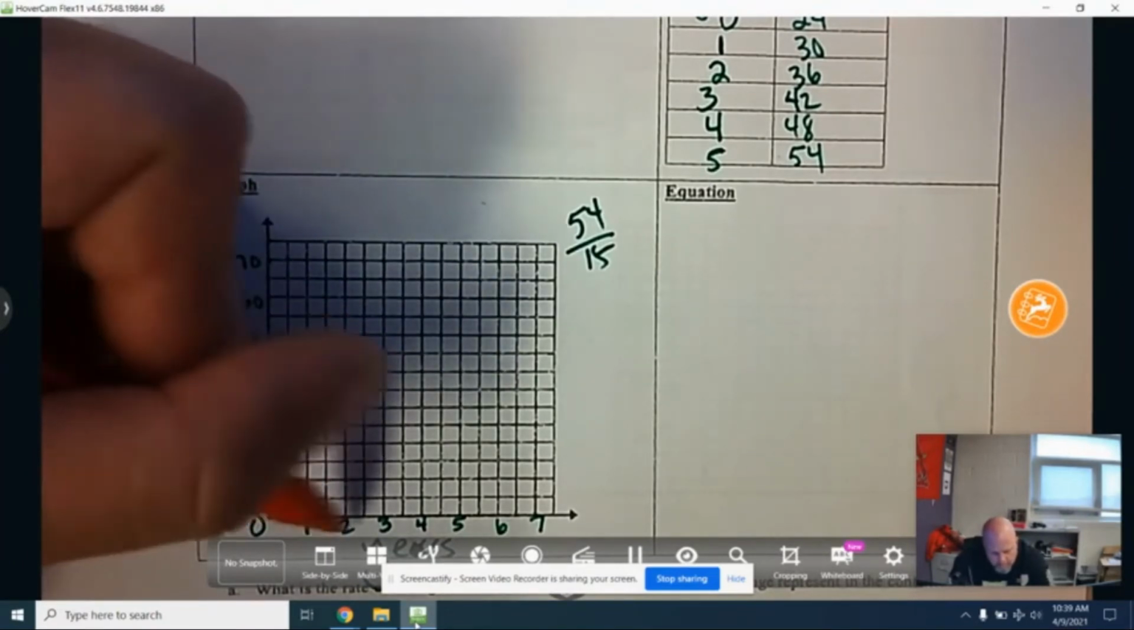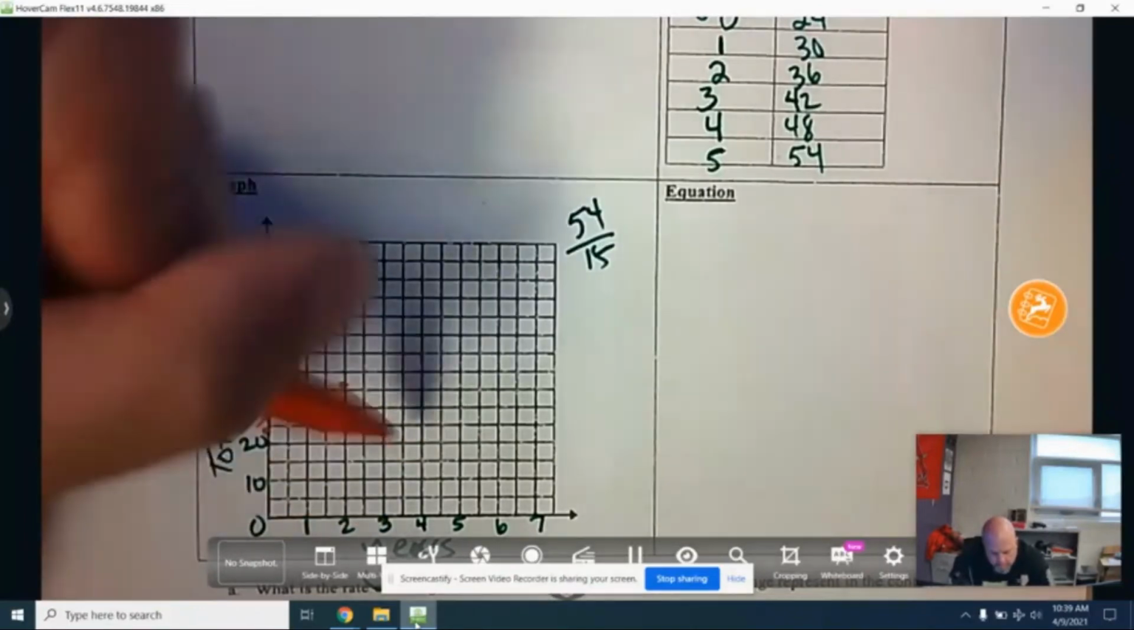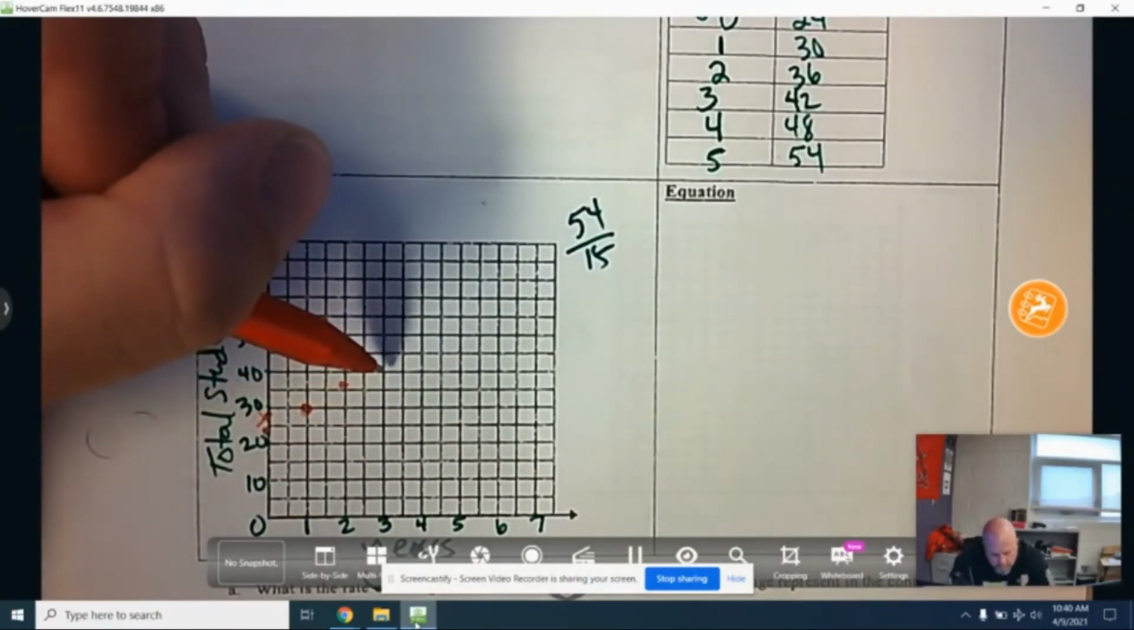At 2, we're at 36. Go over 2, go up to 35, and just a little bit more. There's 36. Okay, at 3, we're at 42. So go over to 3, up to 40, and then almost halfway up to 45. Put a point.